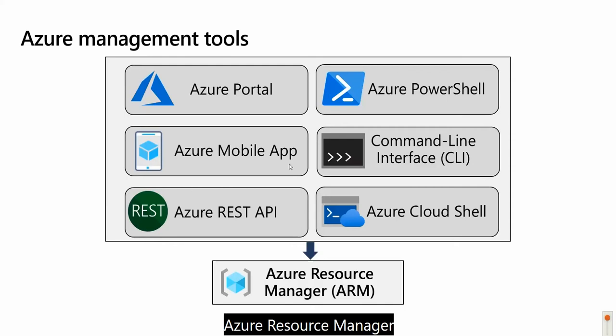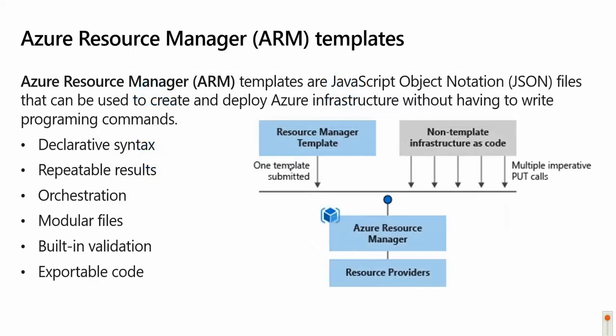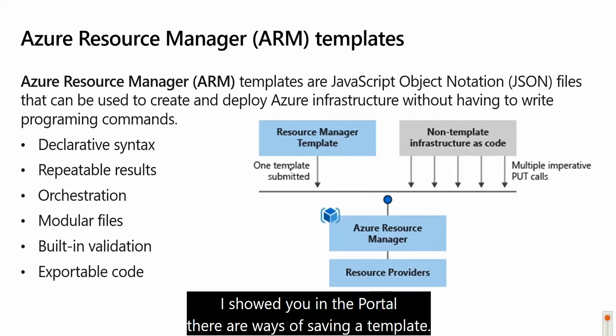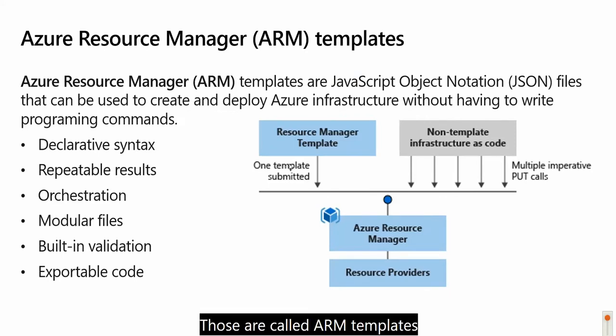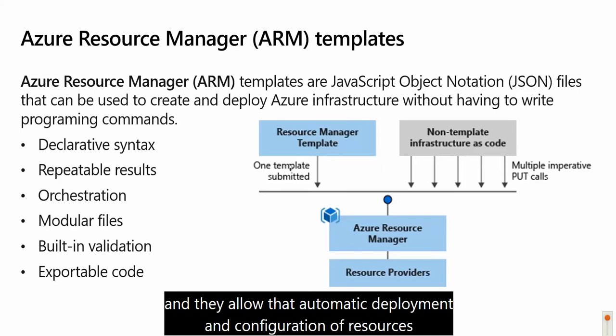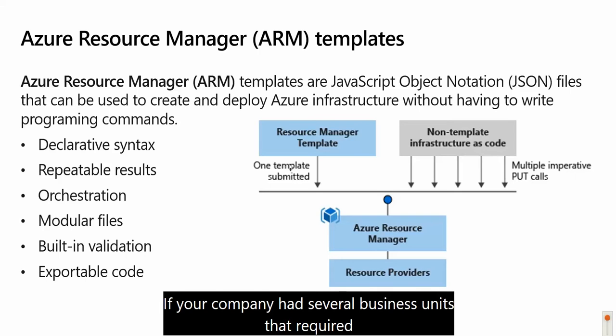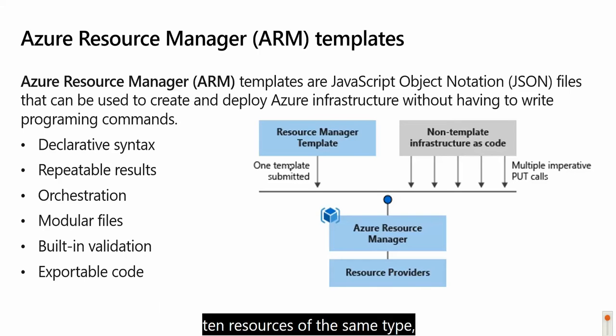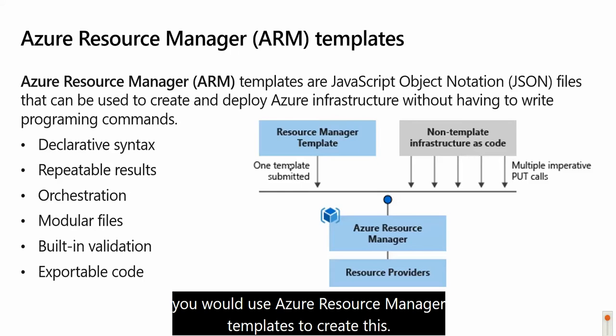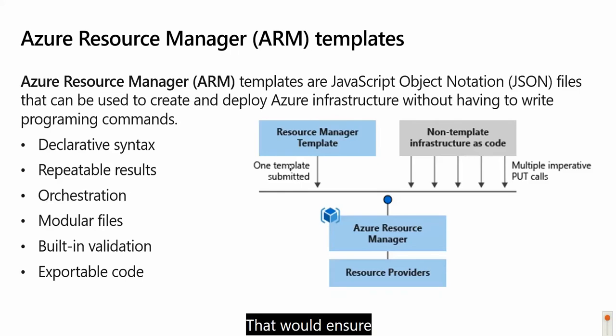Azure Resource Manager allows the automatic creation of resources using different automation and scripting tools such as Azure PowerShell, CLI, the portal, REST APIs, and client software development kits. Azure Resource Manager, I showed you in the portal when there was a way of saving that template. Those are called ARM templates, and they allow that automatic deployment and configuration of resources quickly and consistently. If your company had several business units that required 10 resources of the same type, you would use Azure Resource Manager templates to create this. That would ensure you have consistent deployment across your environment.